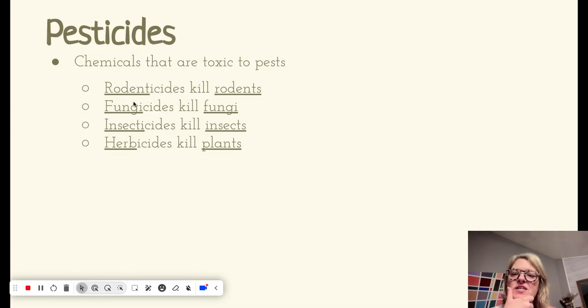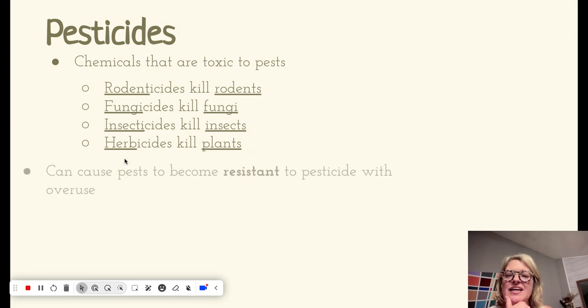And if you look at the different types, you'll notice a pattern. If it's a rodenticide, it kills rodents. A fungicide kills fungi. They're not very creative with the names. They pretty much go along with what they're killing. Herbicides might be the most creative in that they kill plants.